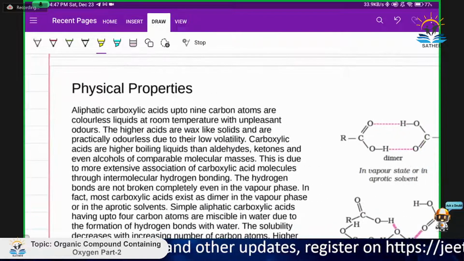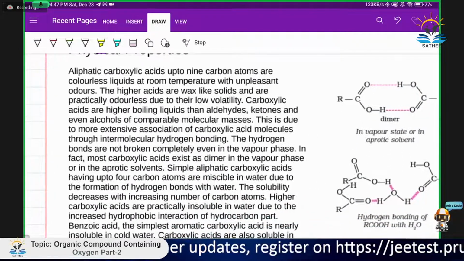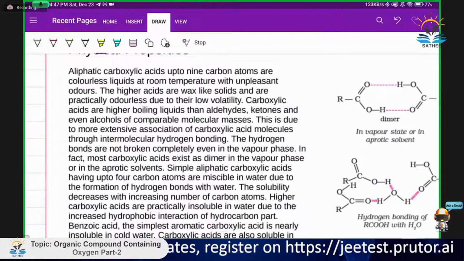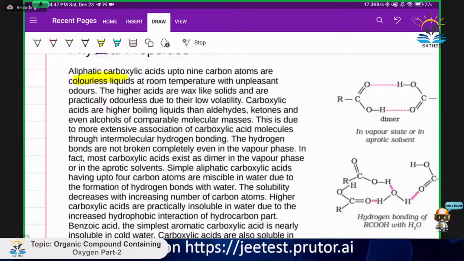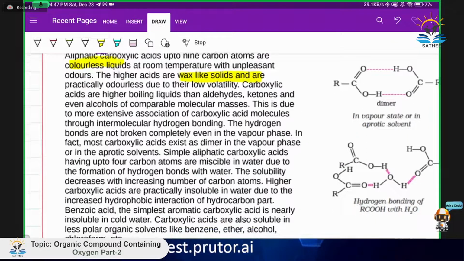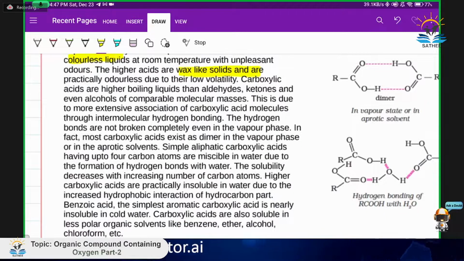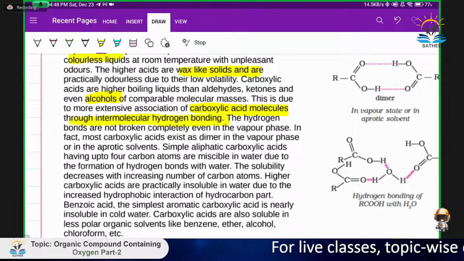Now physical properties. Aliphatic carboxylic acids up to 9 carbon atoms are colorless liquids at room temperature. So lower members are colorless liquids. Higher members are wax-like solids. Carboxylic acids have higher boiling points than aldehydes, ketones, and even alcohols. So they are higher boiling compounds, even more than alcohols, because of hydrogen bonding. This is due to more extensive association of carboxylic acid molecules through intermolecular hydrogen bonding.